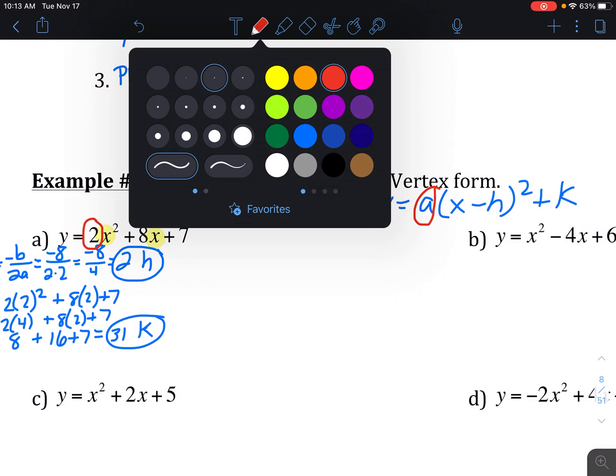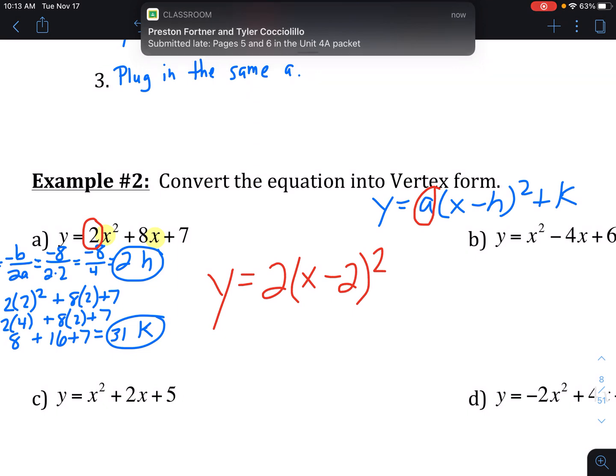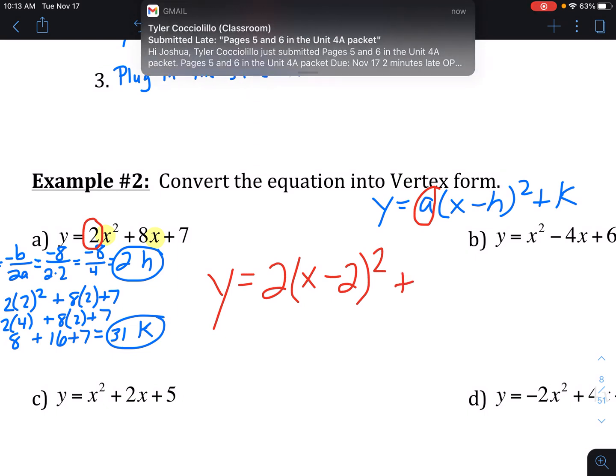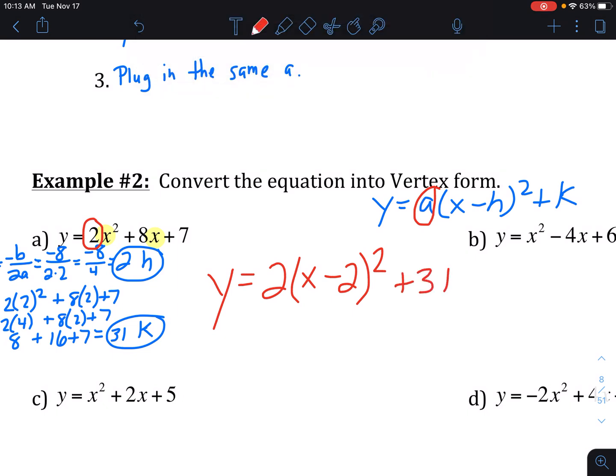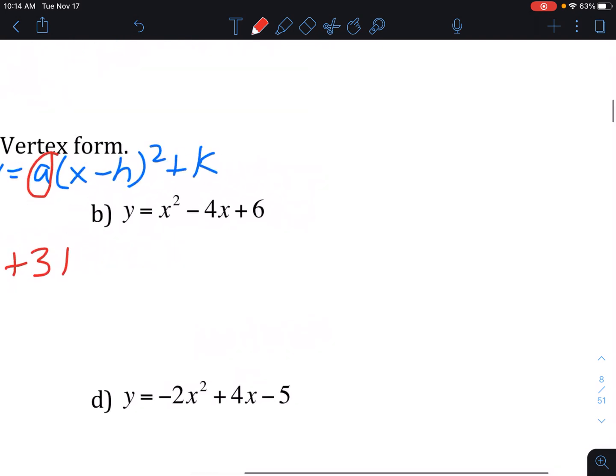So now I'm ready to go into my answer. Y equals the a is 2, x minus the h squared, and then plus k. And that's it. Let's try another one.